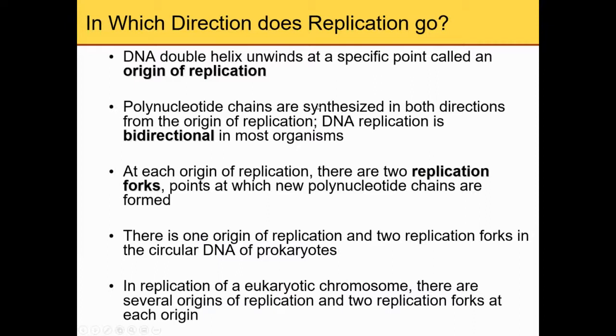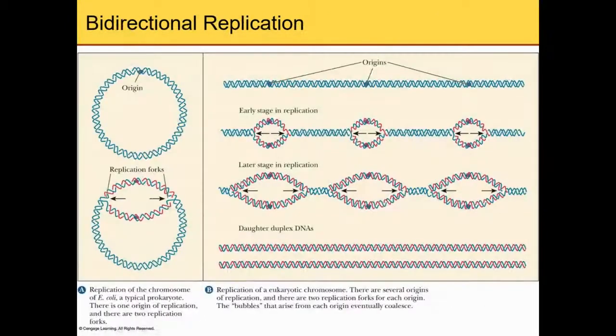And so basically, the replication begins from the origin of replication, right? They will open up the double helix, and then synthesize in both directions from the origin. So it's bidirectional. And at each origin of replication, there are 2 replication forks, right? As you can see, these are 2 replication forks, and it's bidirectional.